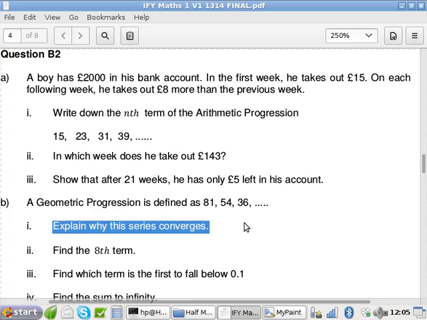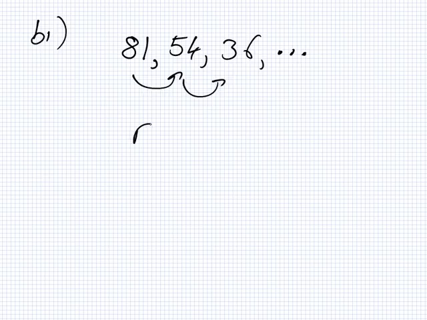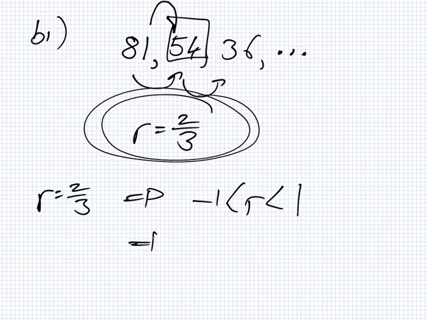Yeah. So for this one here, the B part, what is it, 81? 81, 54, 36, etc. So here the OR is 2 over 3. And if you don't know how I got that, you just take 54 and divide it by 81, or 36 divided by 54. So we have our OR, and OR equals 2 over 3, so that means that OR is between -1 and 1. So that means that it's a convergent.